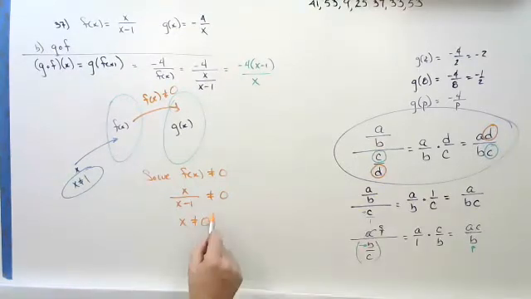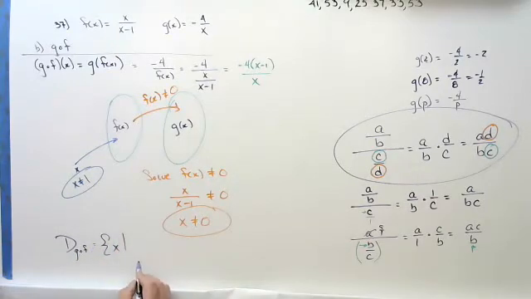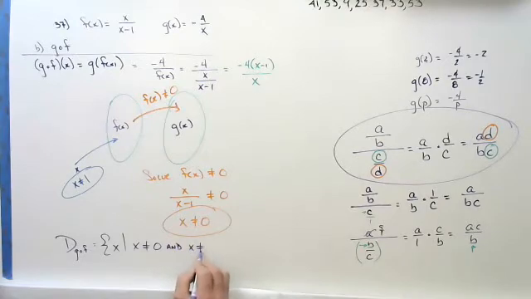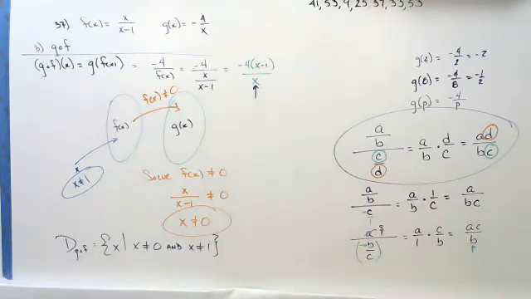Now we have our two restrictions, our two limitations, our two issues. So now we can write the domain. We say the domain of G composed with F is going to be the set of x's such that x cannot be 0 and x cannot equal 1. But if we would have looked at this, we would have only picked out 0.